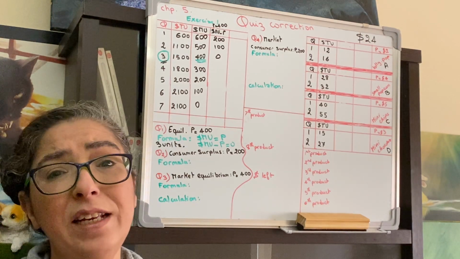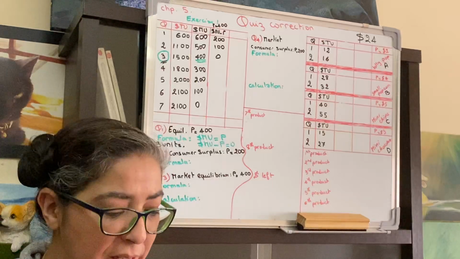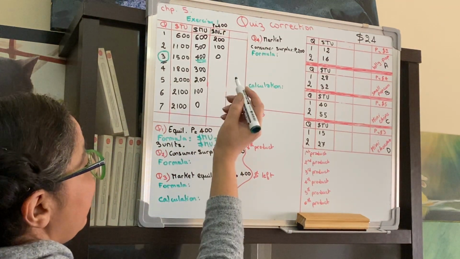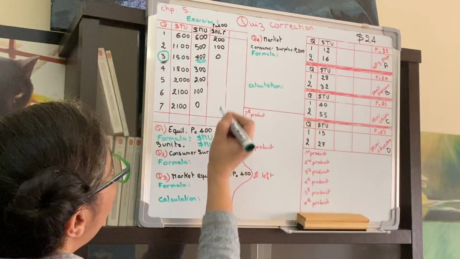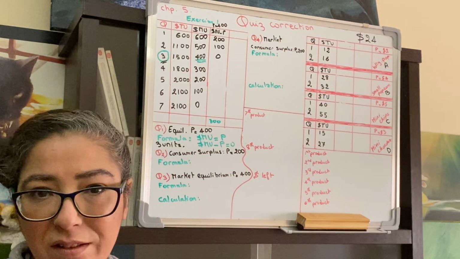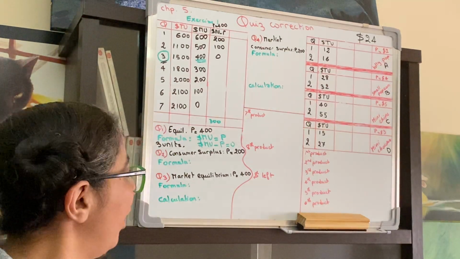If I had to calculate this consumer surplus, I'm going to do it even though it wasn't in the quiz. I would simply sum up the sigma marginal utility minus price. Here it would give me, for one individual, 300. But it wasn't in the quiz, so just for your own knowledge.